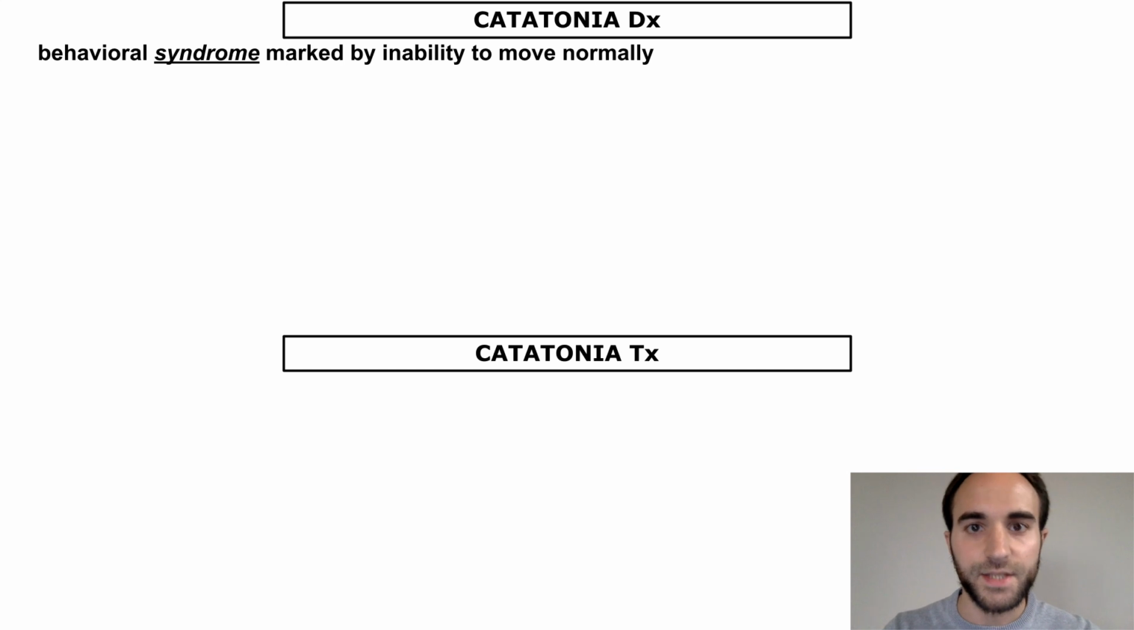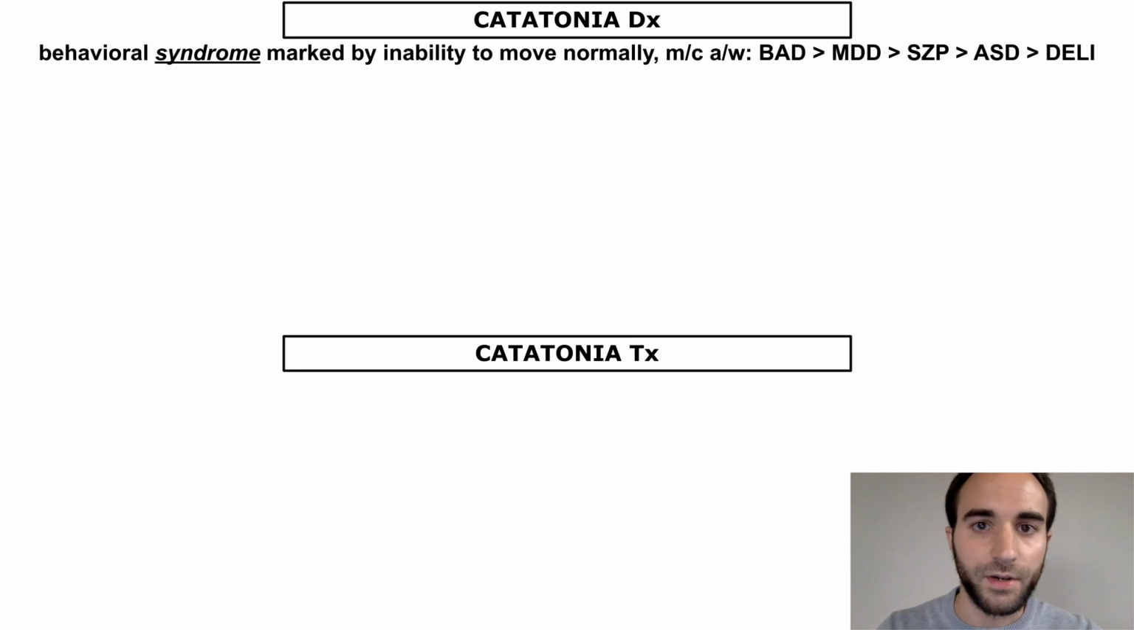In simple terms, catatonia is a behavioral syndrome marked by an inability to move normally. Note that it is a syndrome, not an underlying etiology or pathology. In fact, the exact mechanism that causes catatonia is still unknown. However, it is known that several psychiatric illnesses are commonly associated with catatonia.